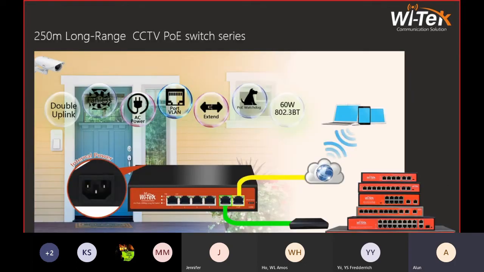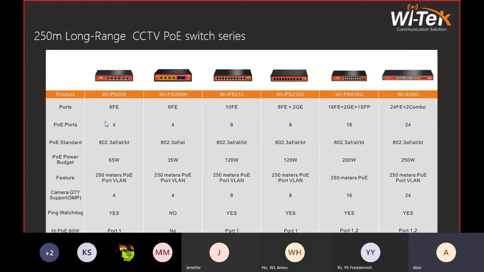First, I introduce the 250 meters long range CCTV PoE switch. This product series includes 4 PoE port, 8 PoE port, 16 and 24 port models. For different port models, we design the right PoE budget. Like for 4 PoE port, we have 65 watt PoE budget. And 8 PoE port, we have 120 watt PoE budget. And 16, we have 200 watt. And 24, we have 250 watt.